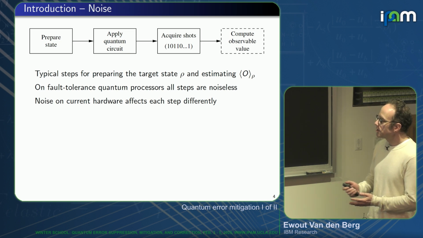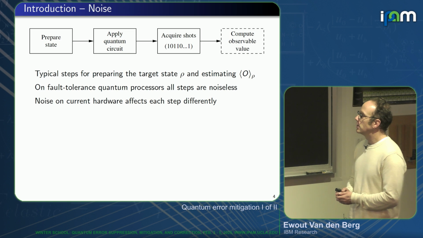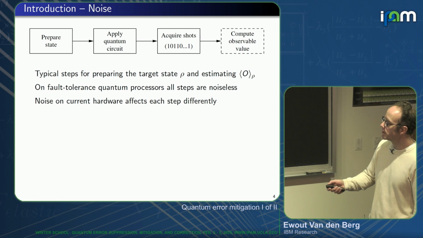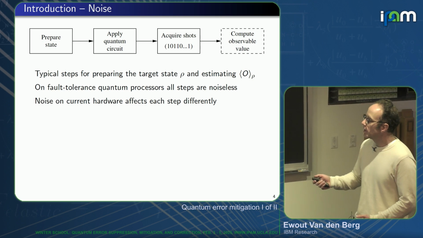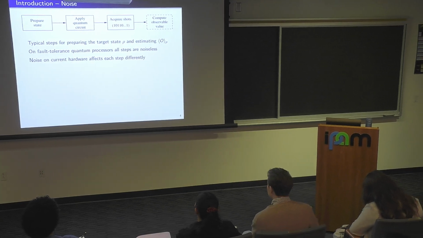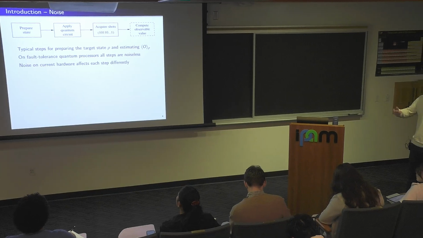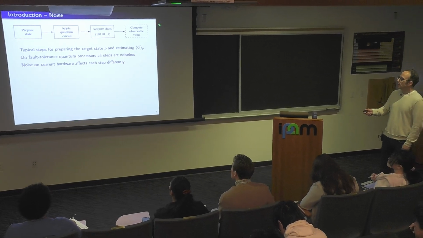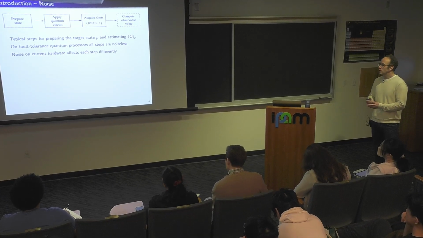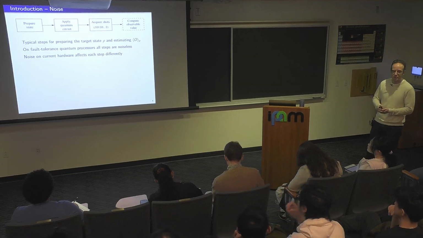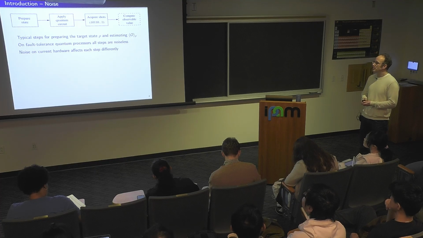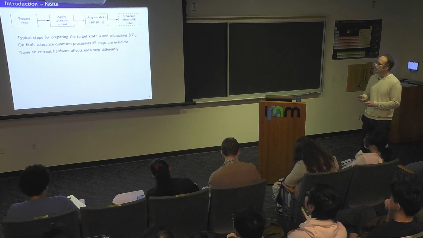So there's different steps of preparing a target state and estimating the observable. So first of all, there's state preparation. Then you apply your quantum circuit of interest, which could include the state preparation as well. Once you're done, usually you acquire some shots, do post-processing, and then compute the observable value. So on a fault-tolerant quantum processor with error correction and so on, all of these steps should be implemented as noiseless, so then you don't have to worry about that.